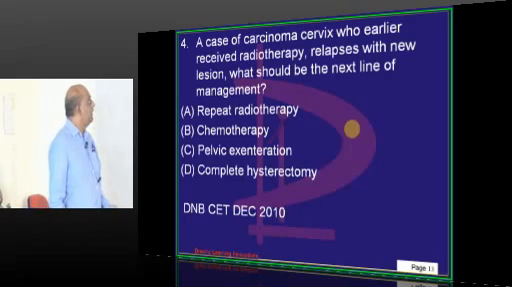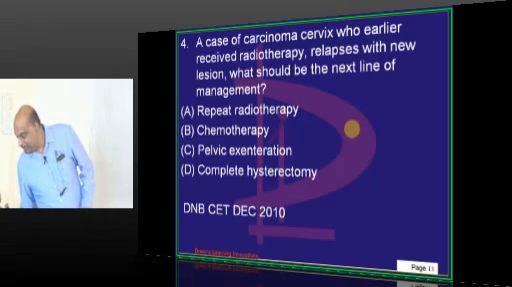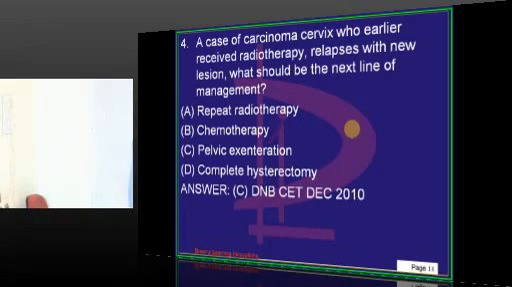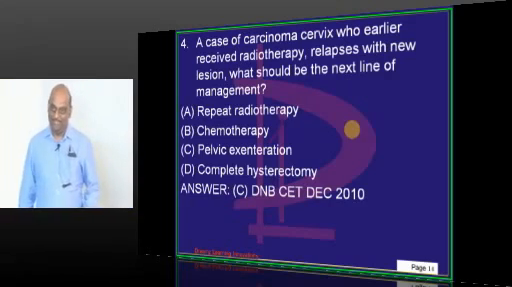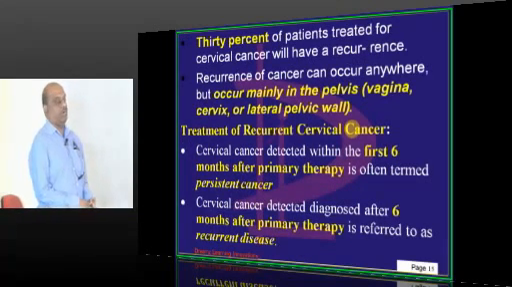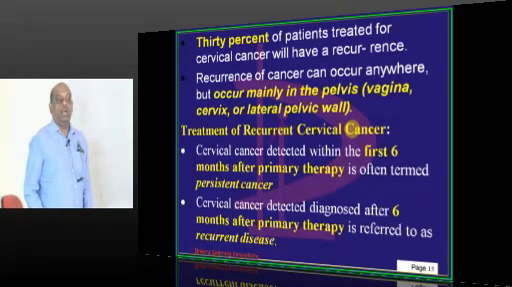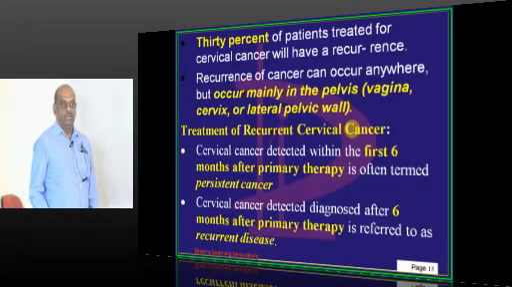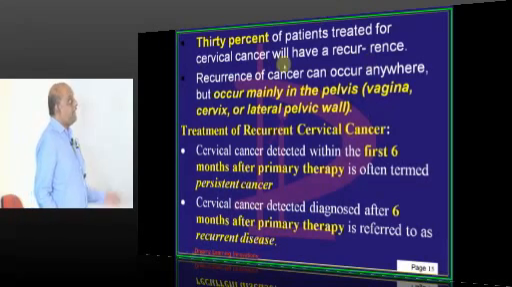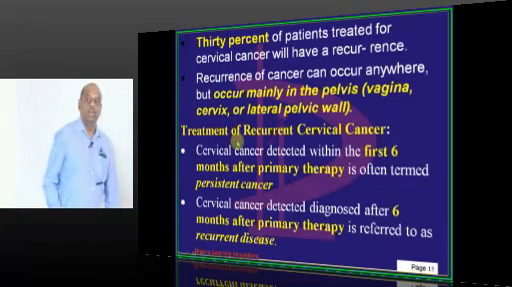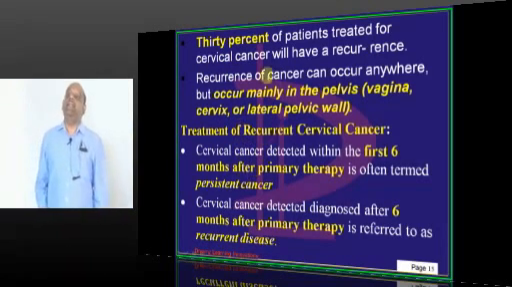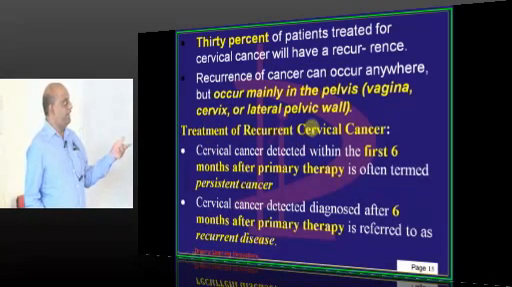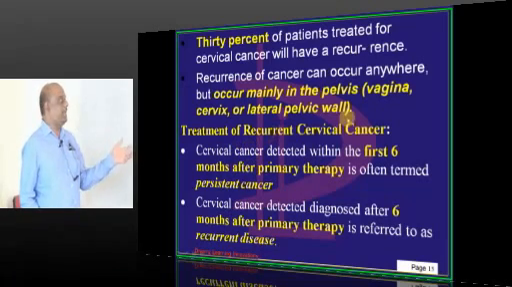Others, what is their answer? Please punch your answer. Pelvic exenteration is considered to be the management of choice. Now, what percentage of cases do you have recurrence in case of cervical cancer who are being treated? 30% of cases. Whenever recurrence occurs, generally where does it occur? It occurs in the pelvis, that is vagina, lateral pelvic wall and cervix are the classical locations.